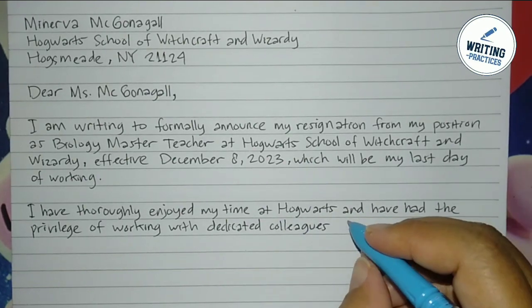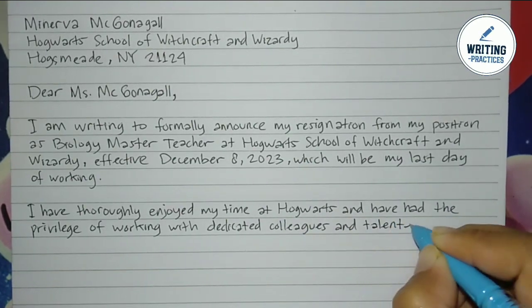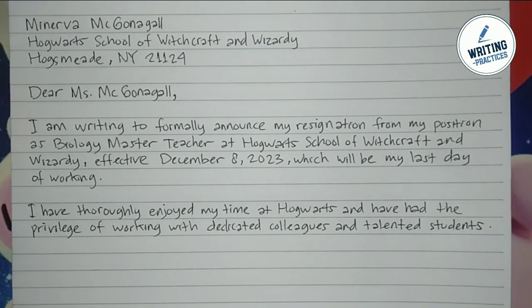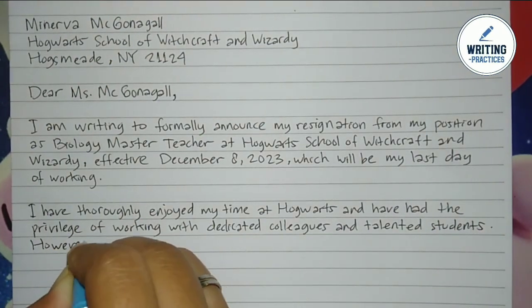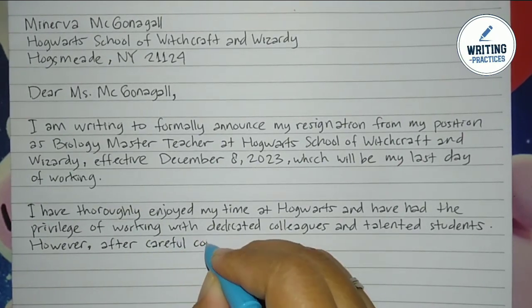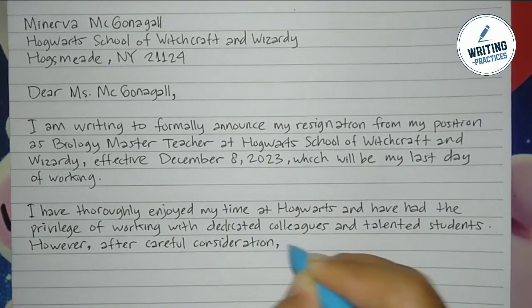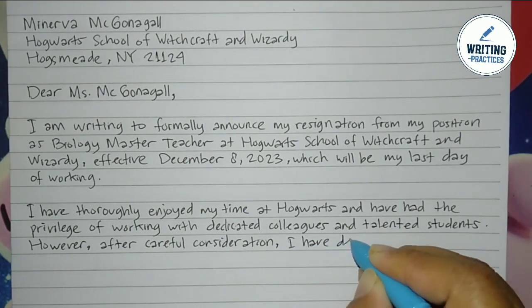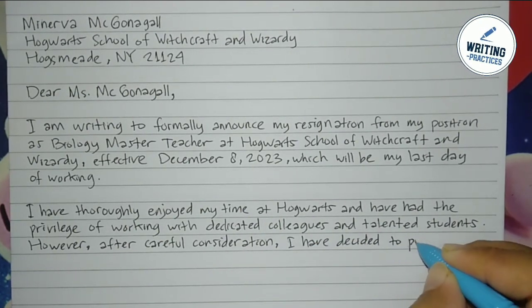And then, tell the recipient the reasons for your resignation. Indeed, this is optional. If you wish, you can briefly mention your reasons for resigning. However, it's not always necessary to include this information.